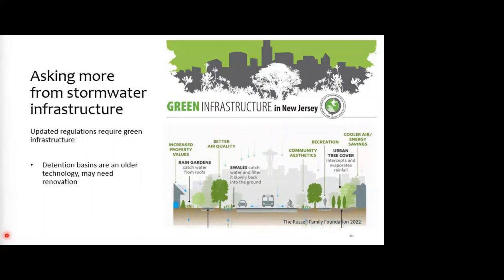So the conventional style of stormwater infrastructure doesn't really qualify or meet a lot of the updated rules. So many of the older detention basins will need to be renovated. And as we move forward with building stormwater infrastructure and green infrastructure, we'll need to know more about the plant community.